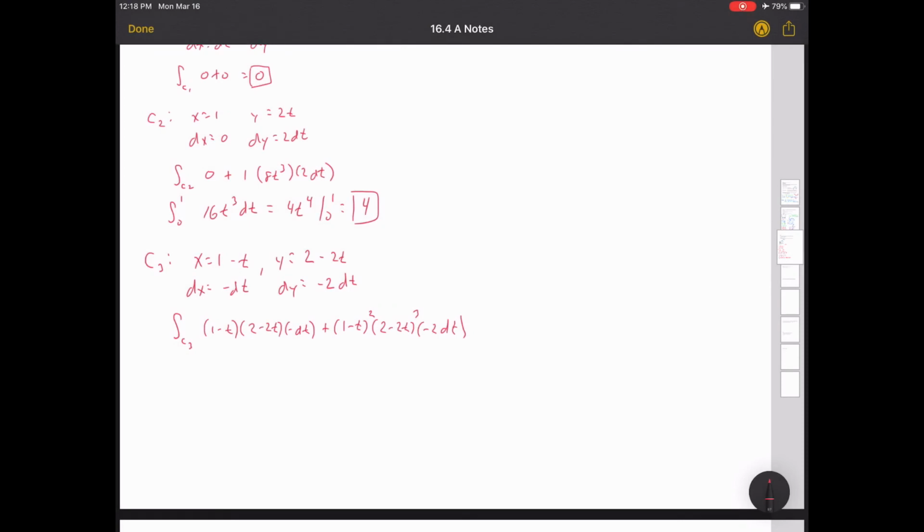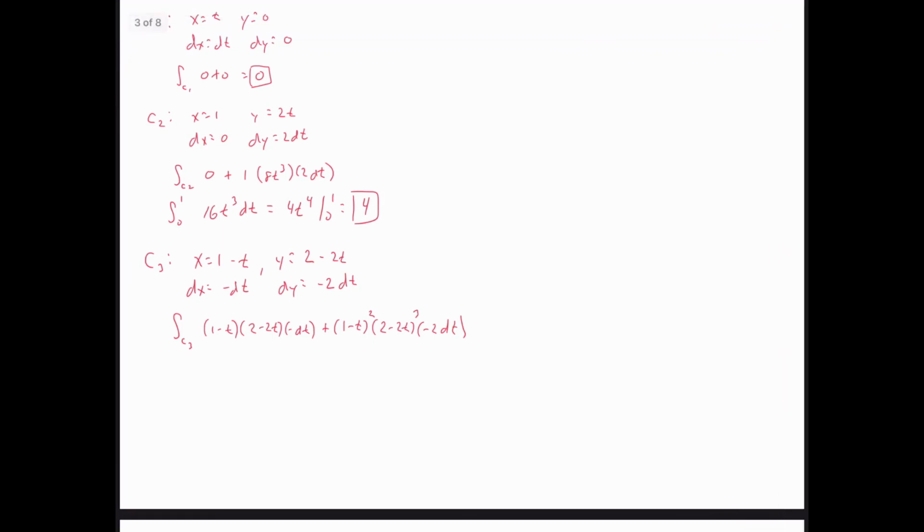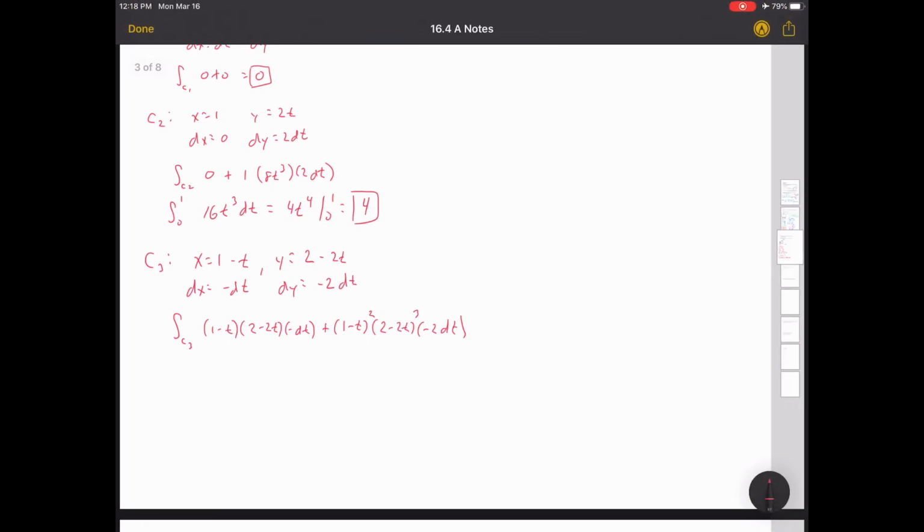You know what? If we're smart about this, I see something here that might actually help us out. Otherwise this could be a real pain. Hopefully you guys see in this parentheses right here, 2 minus 2t, I can factor a 2 out of that. By the way, the line integral will go from 0 to 1. So what I'm going to get is 2 times (1 minus t) times (1 minus t), and I'll throw the negative out in front of that for the dt.